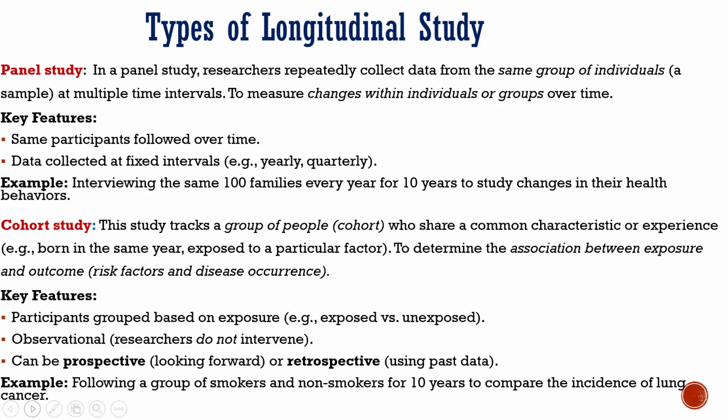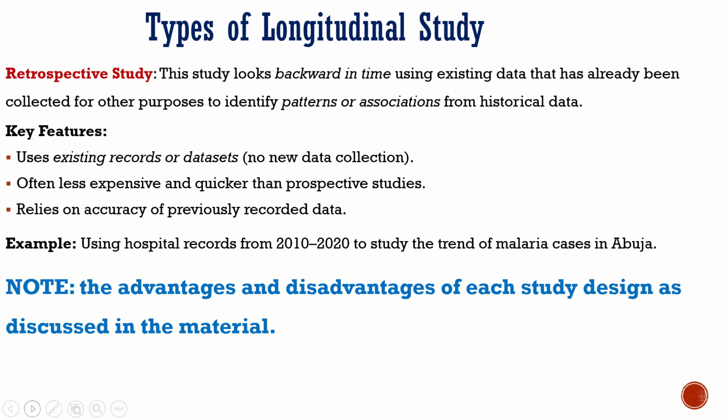Okay, so in most of the cohort studies, you have to observe the group of people, the exposed and non-exposed, to check the rate of disease occurrence among any group of the study.